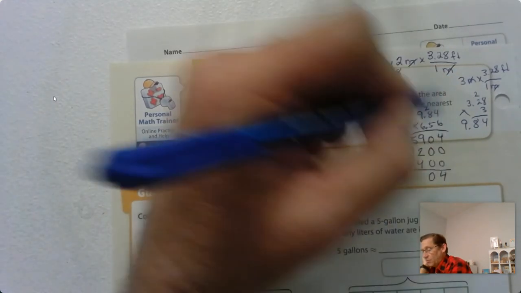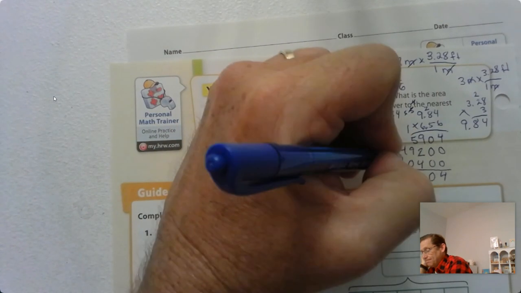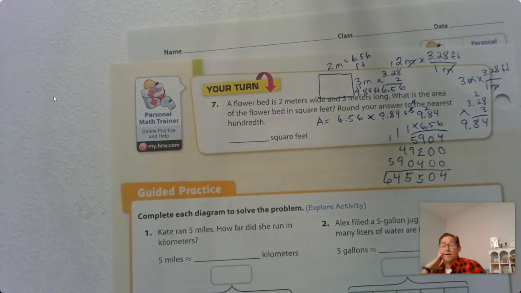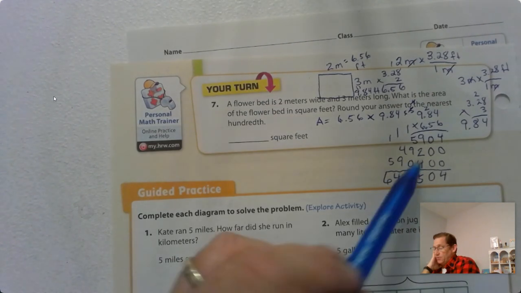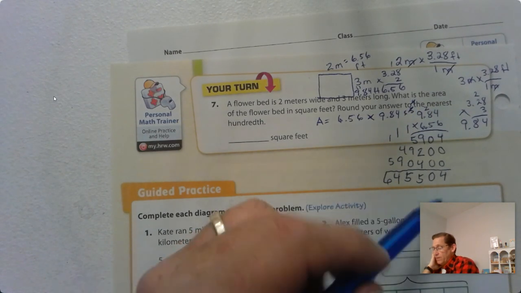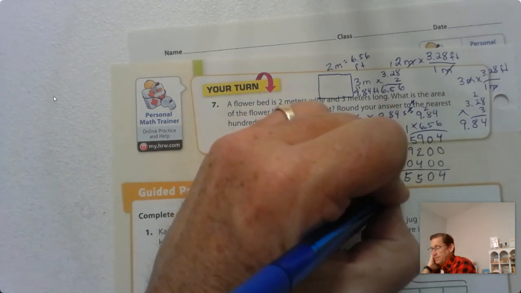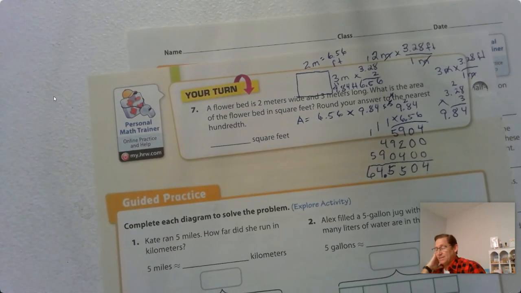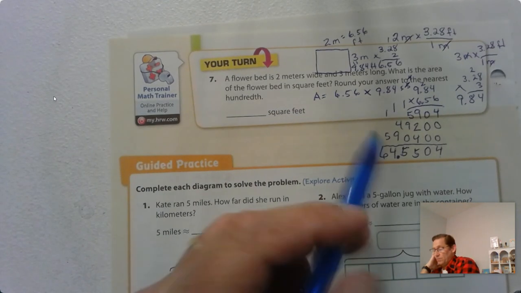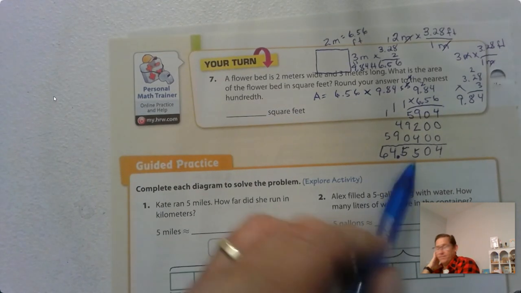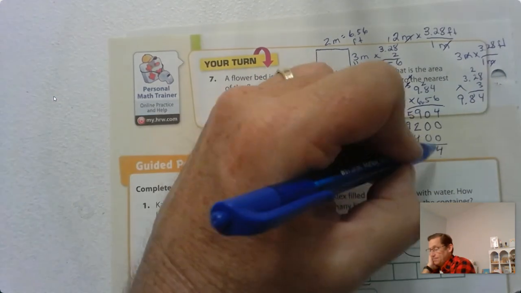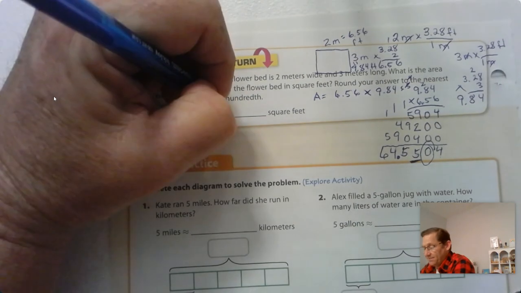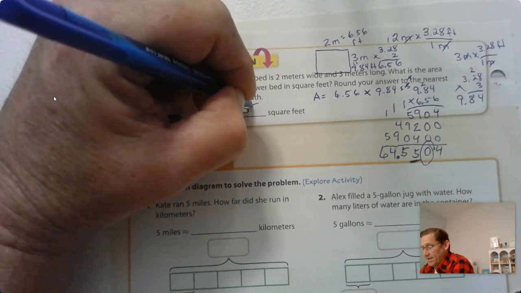Had our partial products. All right, now let's put our decimal places in. So there's 1, 2, 3, 4 decimal places. And it said round to the nearest hundredth. Well, tenths, hundredths. So I'm rounding to that spot. Zero's less than 5, so I'm going to keep it as 64.55 square feet.